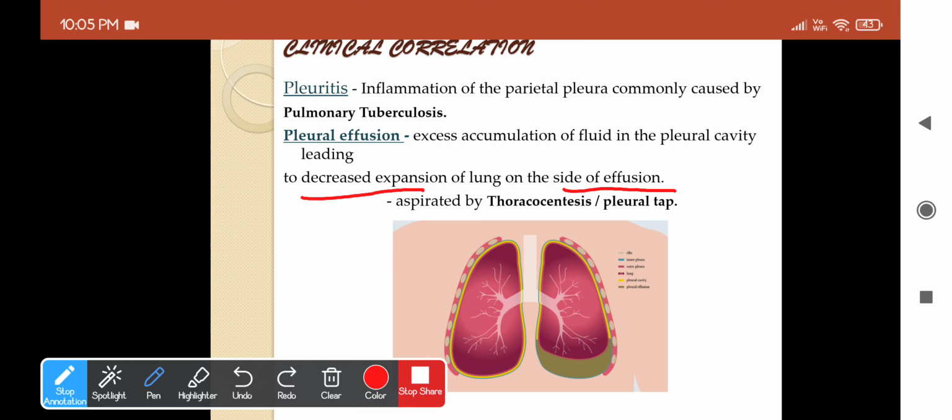So if you take this diagram, you have pleural effusion along the cavity of the left lung, and this will result in decreased expansion of the left lung. You can treat this condition by aspirating the excess fluid, and that process is called pleural tap or thoracocentesis. Other important conditions will be pneumothorax, pyothorax, and hemothorax, where pneumothorax is a collection of air between the parietal and the visceral layers. Pyothorax is a collection of pus, and hemothorax is a collection of blood between the two layers of the pleura. Okay, so this was all about pleura.